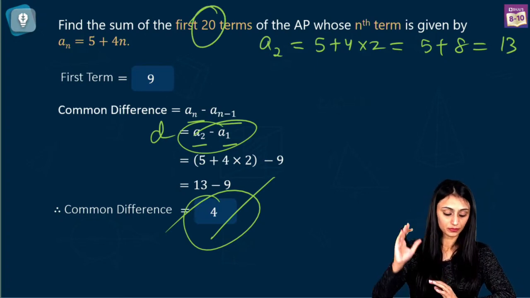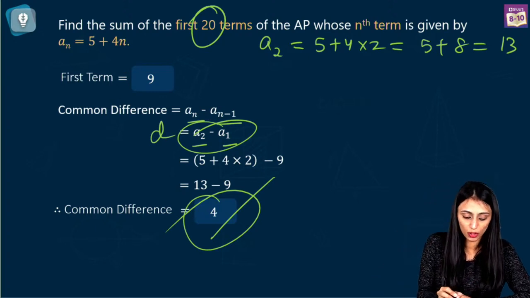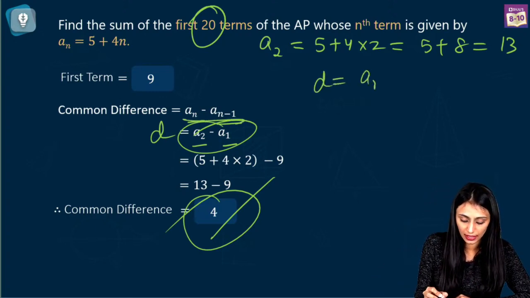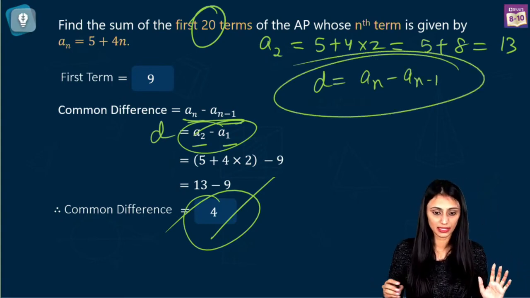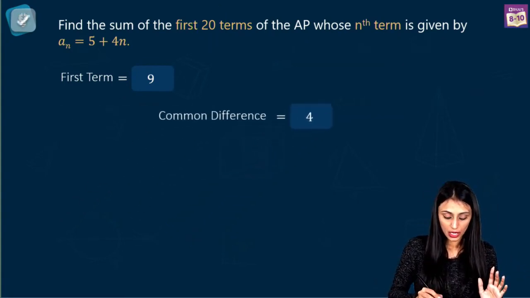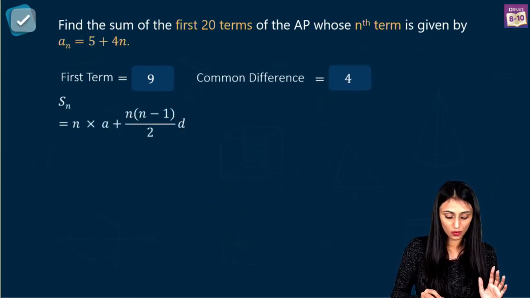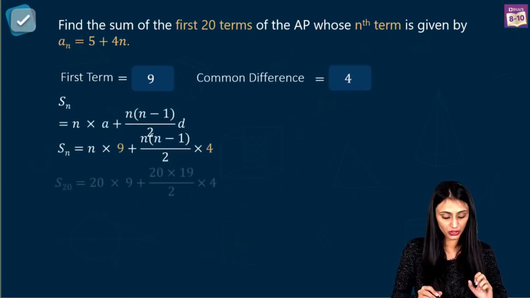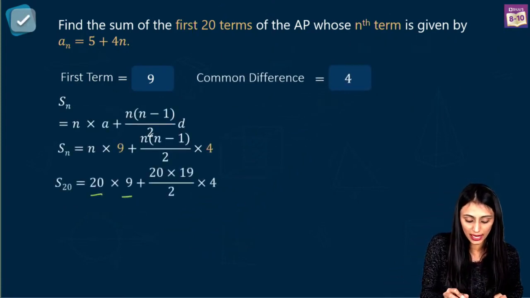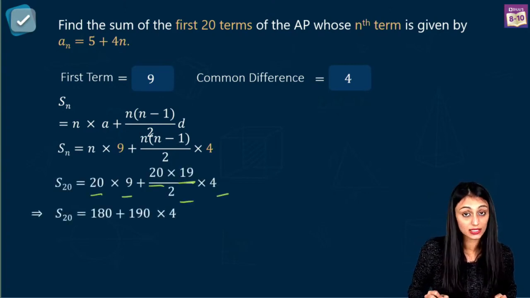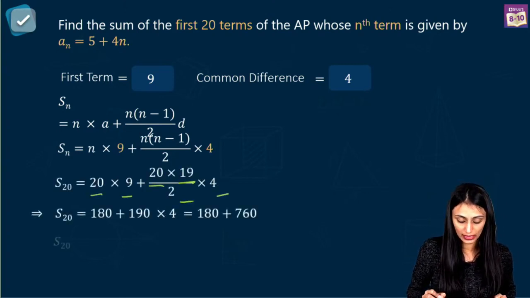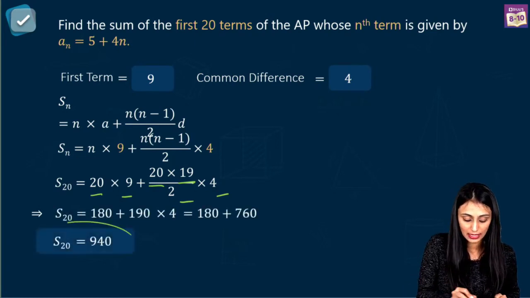Yes? Okay. And we have this formula also to find out the common difference, that nth term minus n minus 1th term. This formula directly can also be used if you want. So you have first term, common difference, formula, you can use directly. Put everything here. What do you get? You get 20 times 9 plus 20 times 19 by 2 into 4. And that's 180 plus 190 times 4. 180 plus 760. And you get 940.